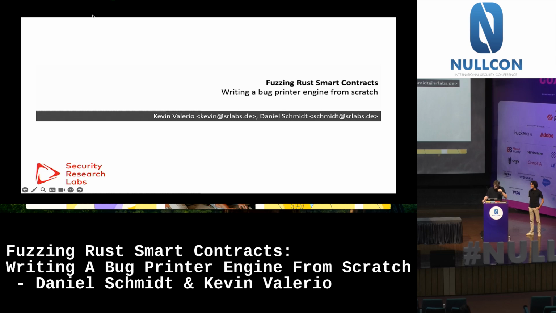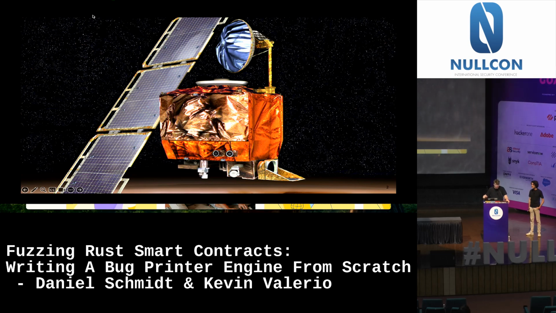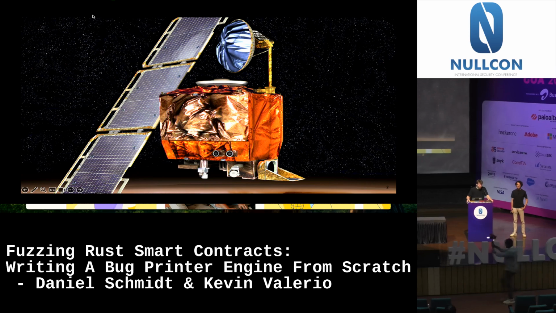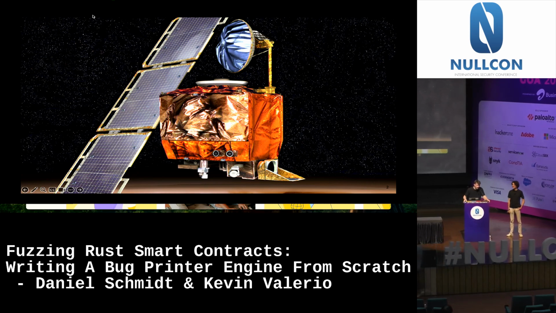So today we're going to present to you how we have built a Rust smart contract fuzzer and the challenges and solutions we have encountered. First, you might be wondering, why are these guys showing me a picture of a satellite? I thought this talk is about Rust smart contract fuzzing. But maybe some of you know this picture.